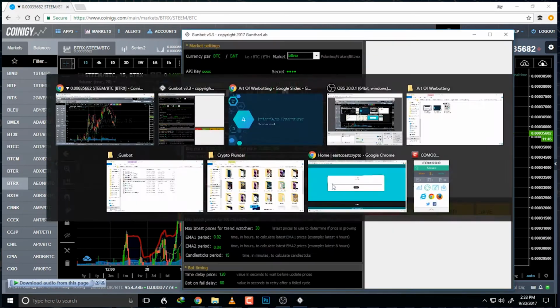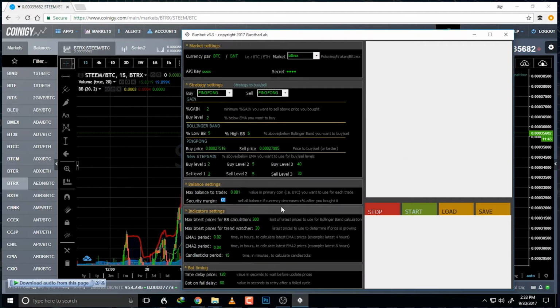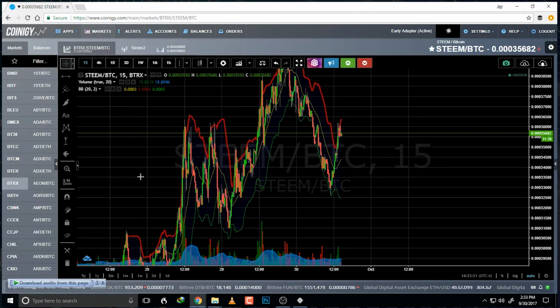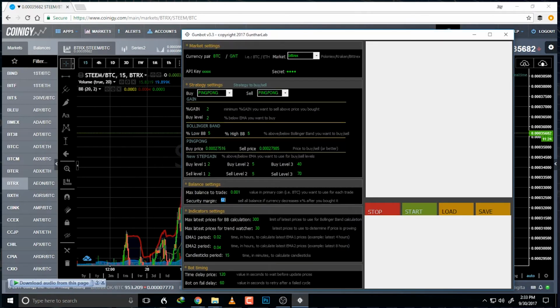What this setting is saying is: what percentage decrease of the price that you bought it at are you willing to have the bot buy back in, to basically sell off and just cut your losses? I suggest not to set this low. The reason I'm saying that is I would rather hold a bag on a good currency.